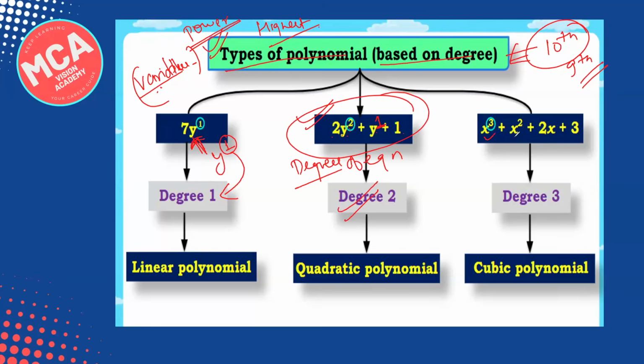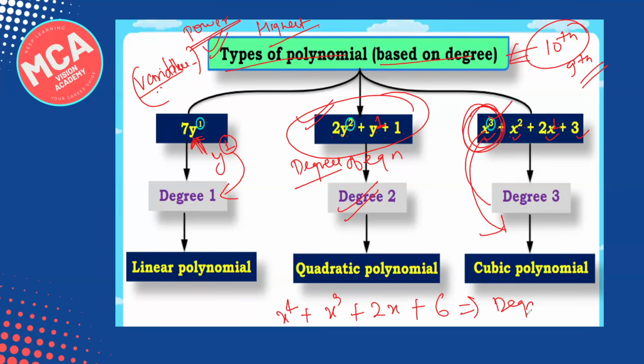Now here we have x cubed plus x square plus 2x plus 3. The power of x is 1, the power of x square is 2, and the power of x cubed is 3. So take the highest power, which is 3. So the degree of this equation is 3. If I ask you x raised to 4 plus x cube plus 2x plus 6, can you tell me the degree of this equation? Write in the chat box.